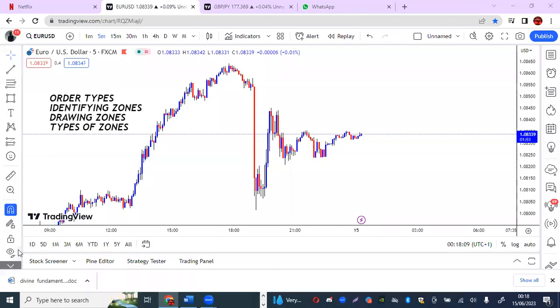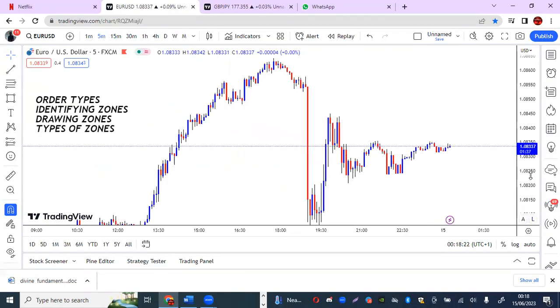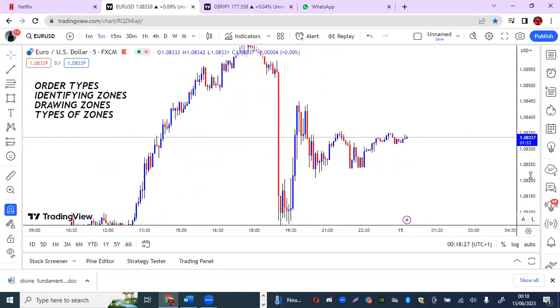Drawing zones, and then we're also going to look at types of zones. So these are the topics we're going to cover today. Firstly, other types is actually supposed to be under basic, but I just felt it's nice, so I have to cover it quickly before going into the other intermediate topics.